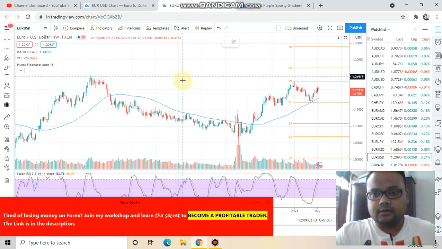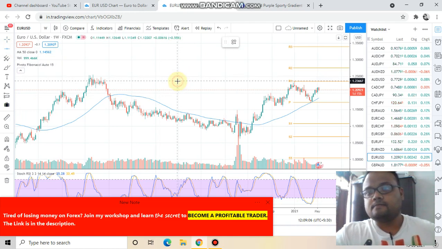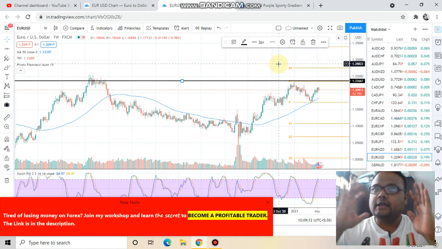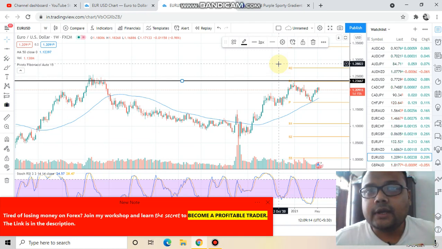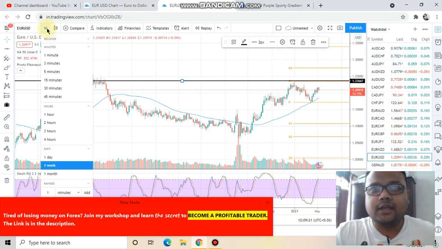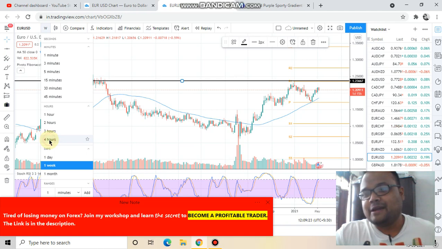Overall, if I zoom out the chart, we can see that there is a resistance at this level on the weekly chart at 1.2366, and right now the market is trading at 1.2091. So the resistance which is present on the weekly chart is far away from our present position. Okay, now let's switch to the beloved 4 hours time frame, my personal favorite too.